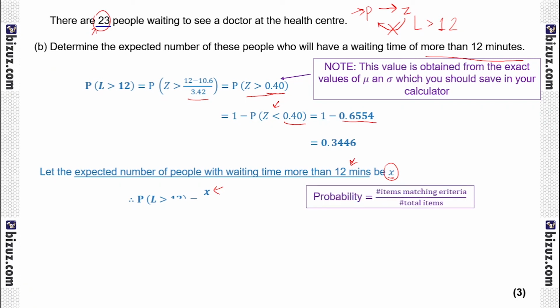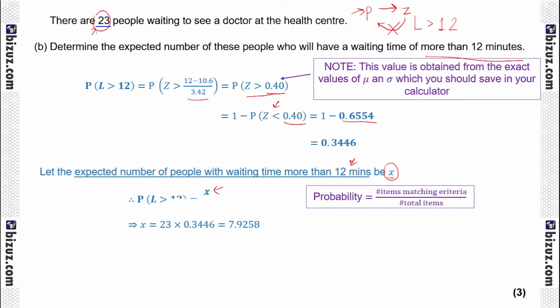As I was saying, probability is the number of items matching the criteria divided by the total number of items. From here, x is equal to 23 multiplied by 0.3446, what we just found a while ago, and what we get is 7.9258.